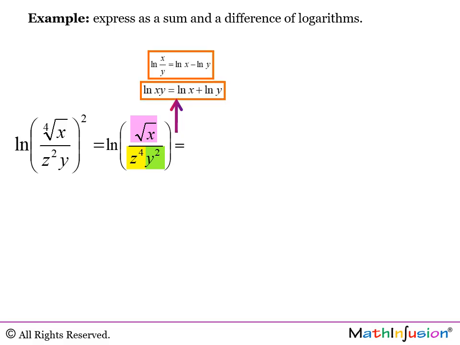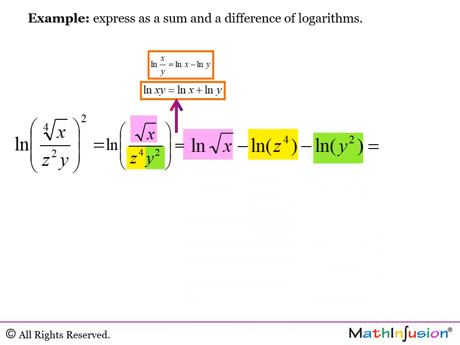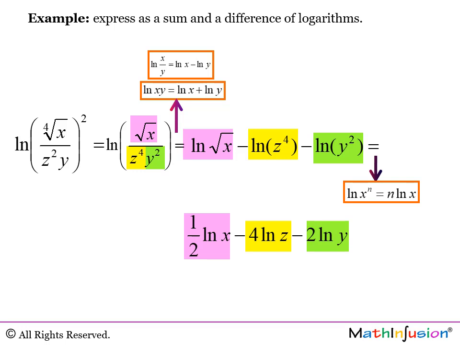Now I'm using again those two properties. It means that everything that is in the numerator is going to be with a plus, and everything that is in the denominator is going to have a minus. And I get that. Please pay attention. In the denominator we have z to the 4 times y to the power of 2, and that's why those two have minus. Now I'm going to use that to simplify a little bit more, and I get this expression.